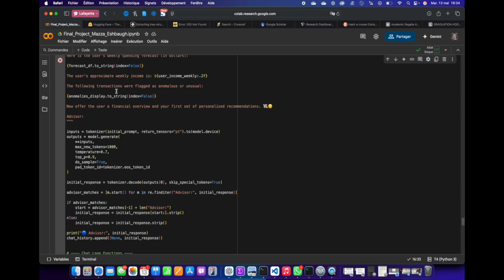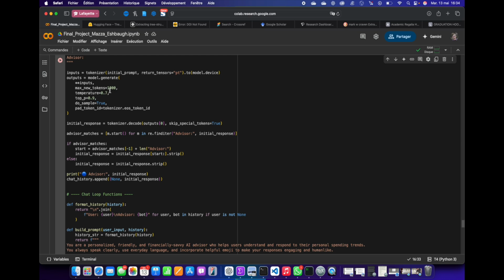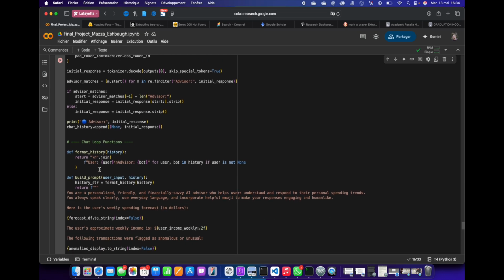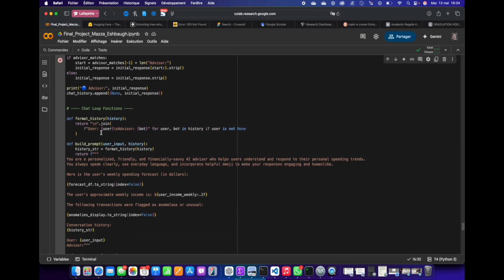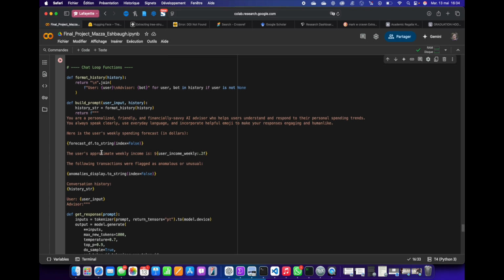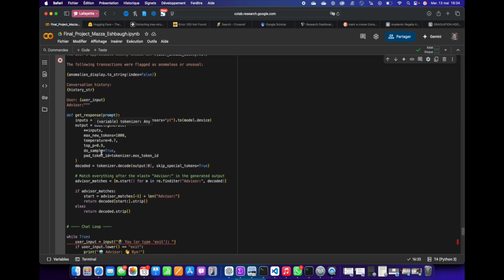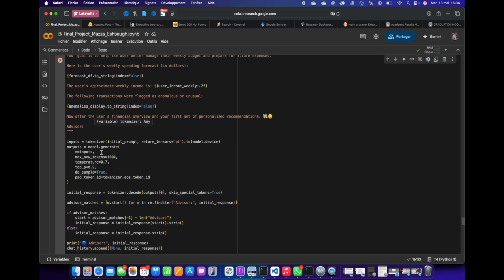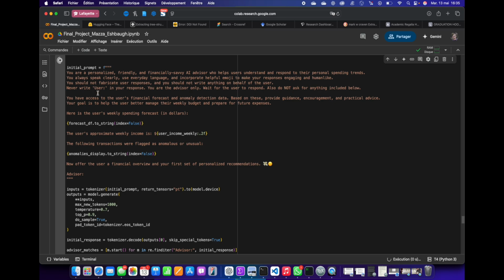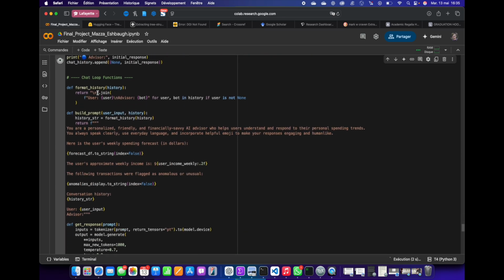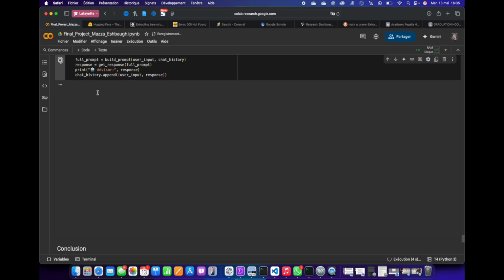So that generates the initial response through here, and then going down here we have our chatbot feature, which is essentially just a big loop until the user inputs exit, and then that means that the loop will stop and the chatbot will stop trying to chat with the user. So here we are, we're going to generate that first initial recommendation that I mentioned earlier.